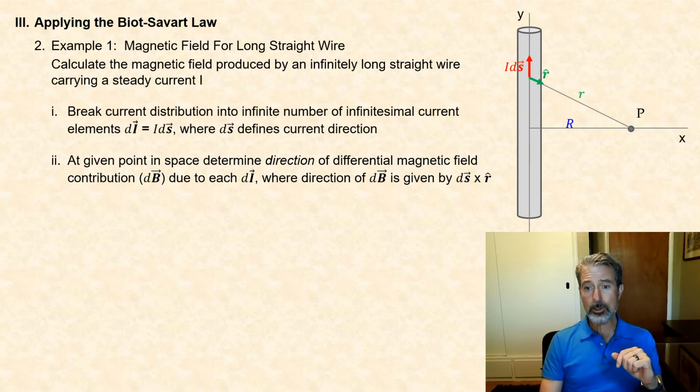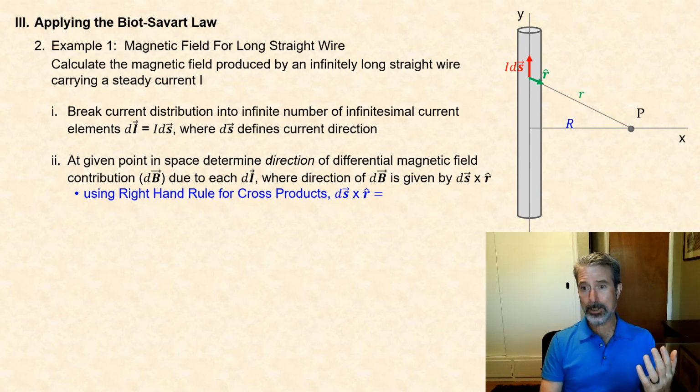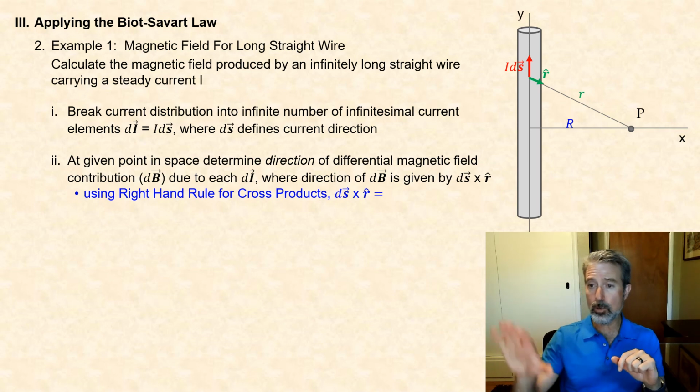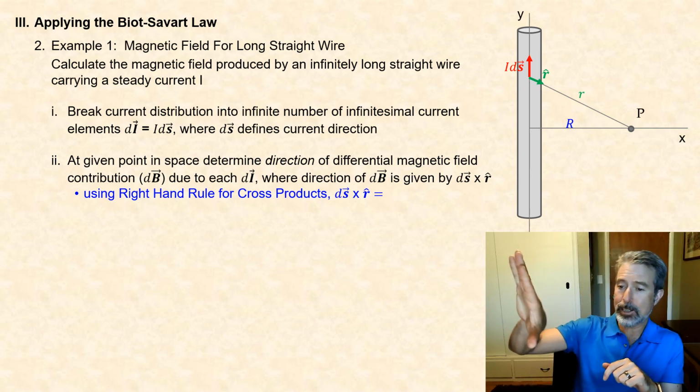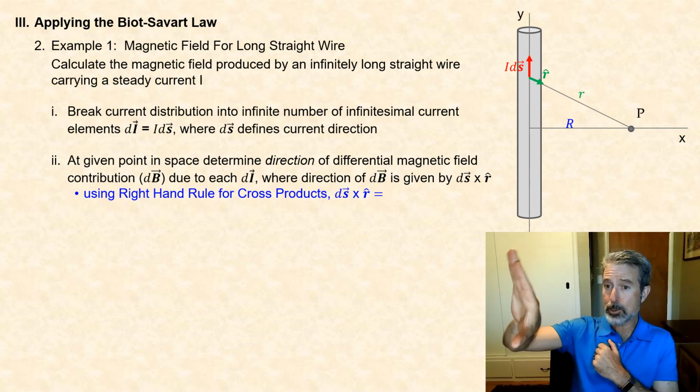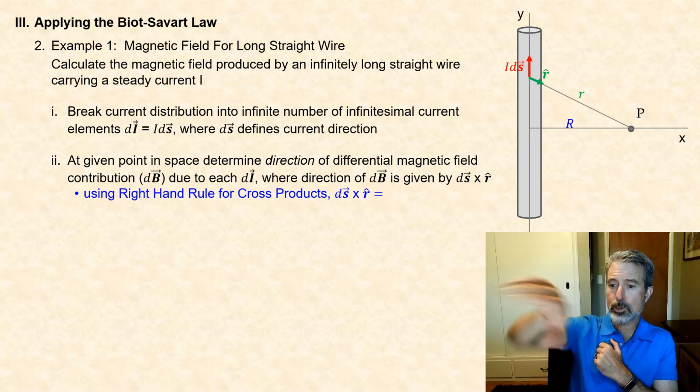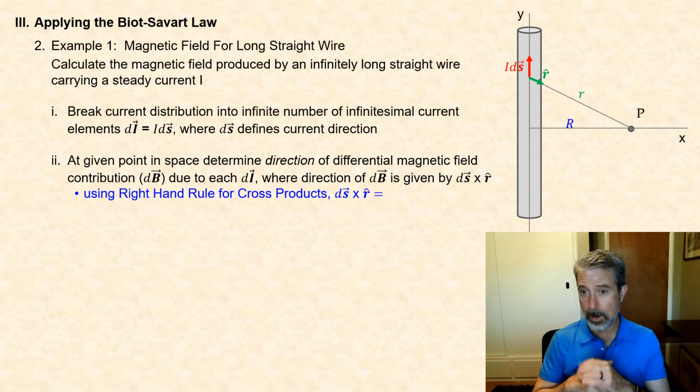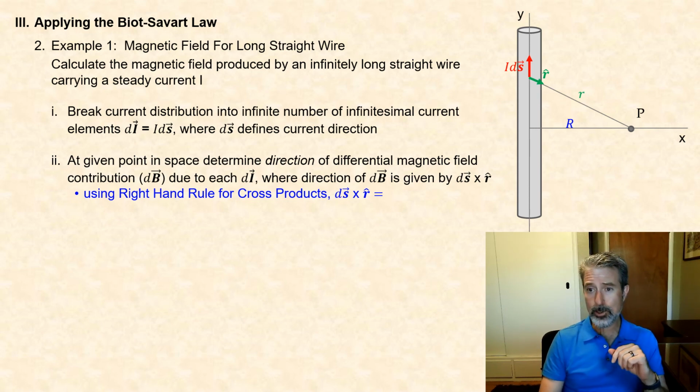So in order to determine the direction of the magnetic field at the field point, we need to determine the direction of this cross product ds cross r hat. So take the fingers of your right hand, let them point along the first vector in the cross product, ds, let them curl towards the second vector in the cross product, r hat, and your thumb will point in the direction of the cross product, which, remember, is perpendicular to the plane formed by those two vectors.